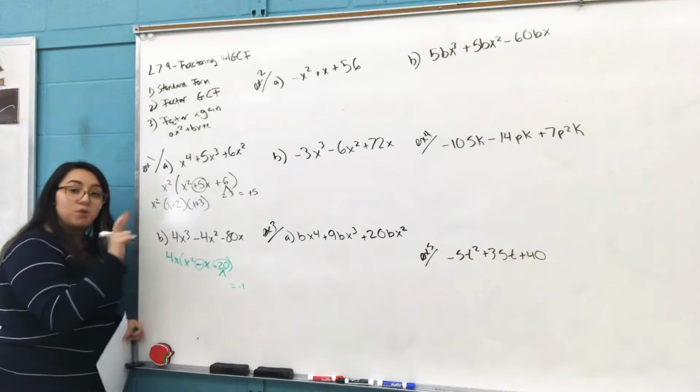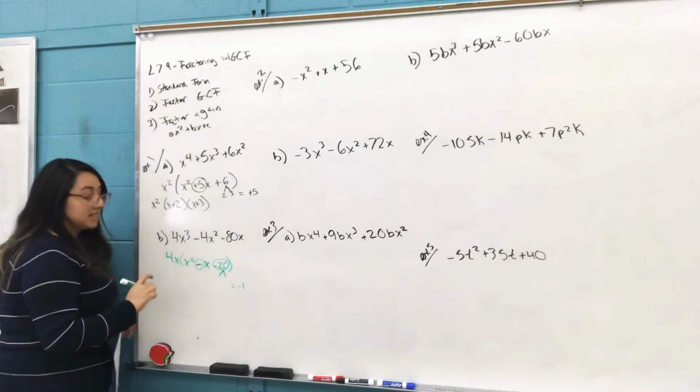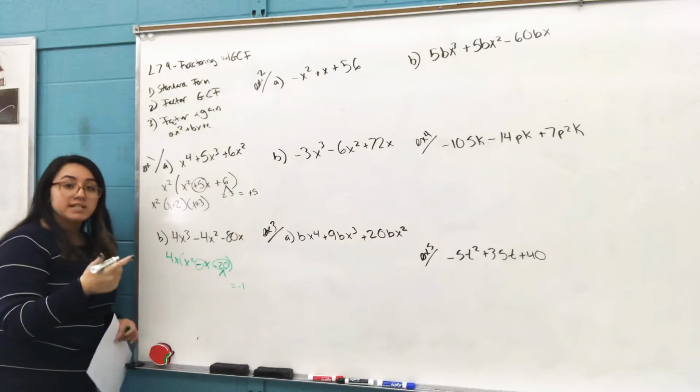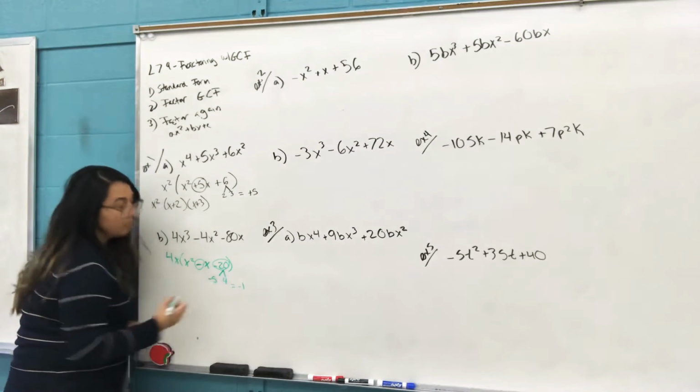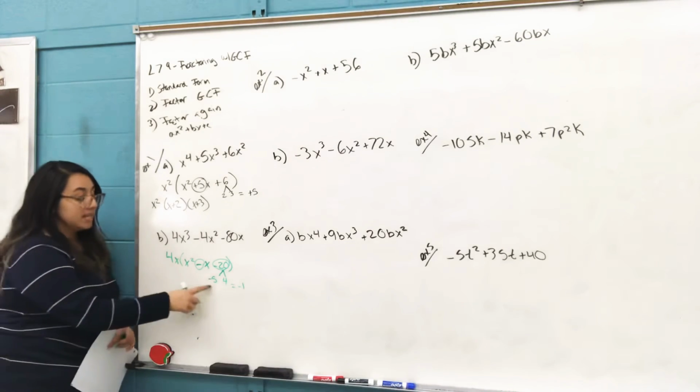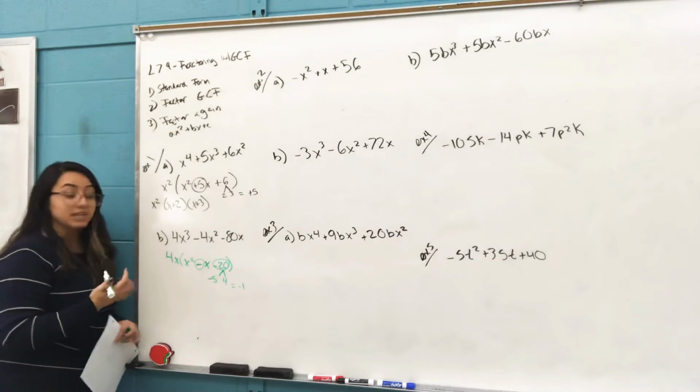When it's a negative, one of your two numbers is a negative. And there's 1 and 20, 2 and 10, and 4 and 5. If I do negative 5 plus 4, I get negative 1. Negative 5 times 4 gives you negative 20, and that's what you want.